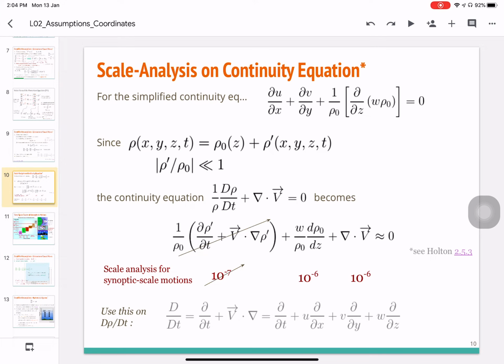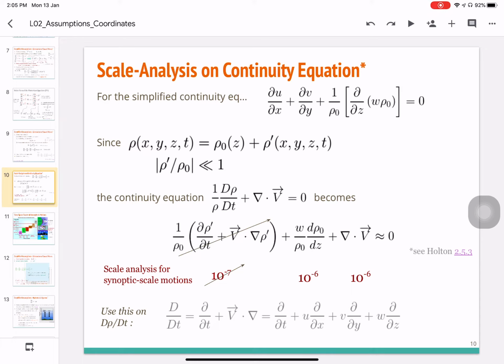So this is the scale analysis for synoptic scale motions only. Okay, the first term, because the rho naught is very small. If you look at this scale, it's 10 to the power of minus 7, which is one order smaller than these two. So if we do calculation, they dominate all the motions, which is that one, okay? If you're fast in math, you know that it's exactly that one.